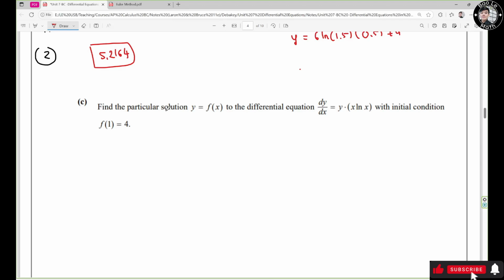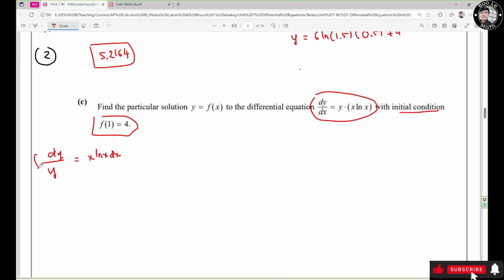Find the particular solution y equals f of s to the differential equation dy over ds equals y times s natural log of s with the initial condition f of 1 equals 4, right? So from this equation right here, I need to separate the variables. So you need to divide both sides by y and multiply both sides by ds. So it turns out to be dy over y equals s natural log of s ds, right?